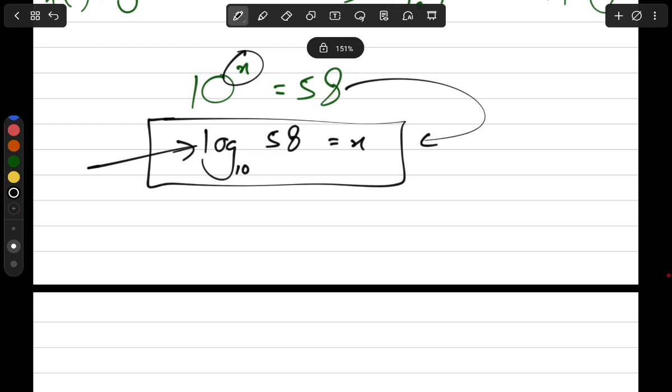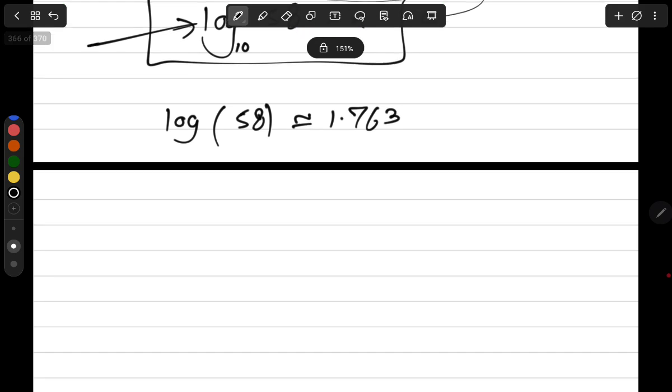Now, take your calculator, press log, it's going to open up a bracket, put 58 there, and there you have your answer, approximately 1.763. Did you get the right answer? Now, what does this actually mean? It means that if you raise 10 to the power 1.763, that is going to be approximately equal to 58. That's all. Nothing magical happened. The calculator simply found the exponent.